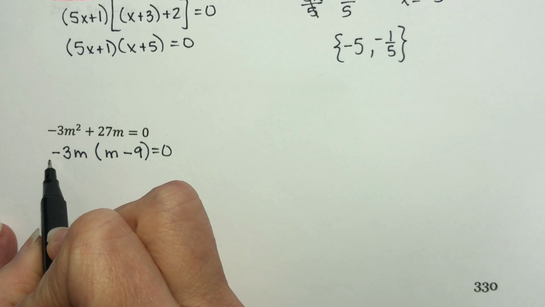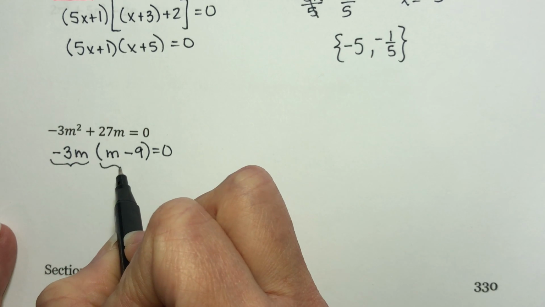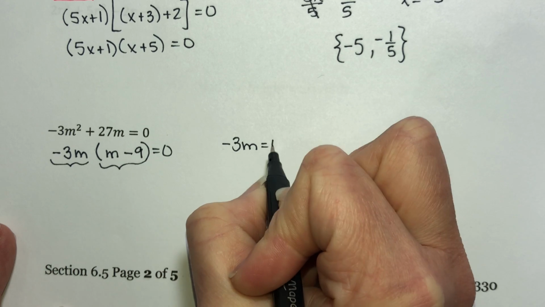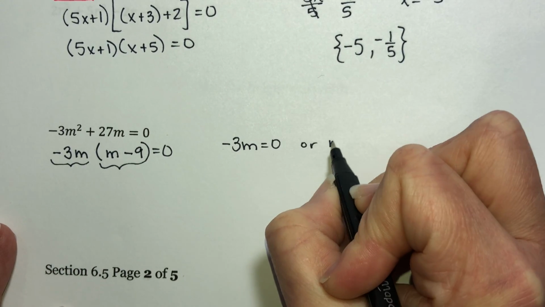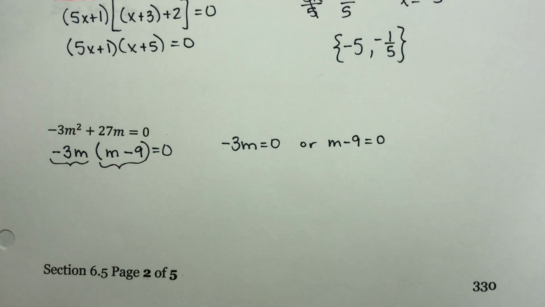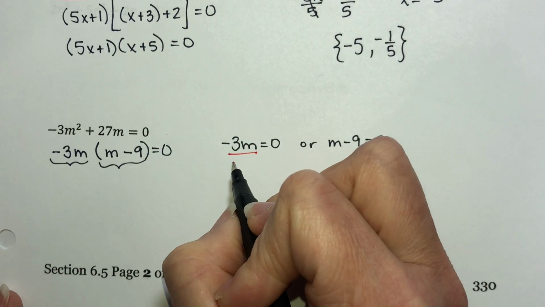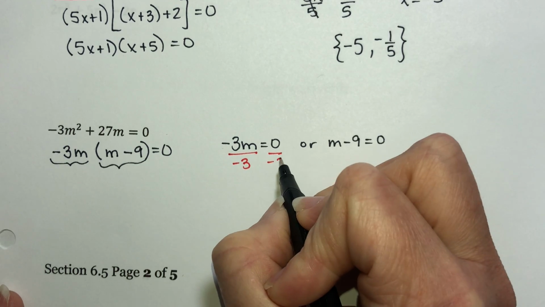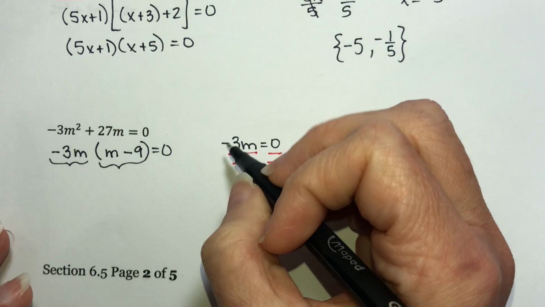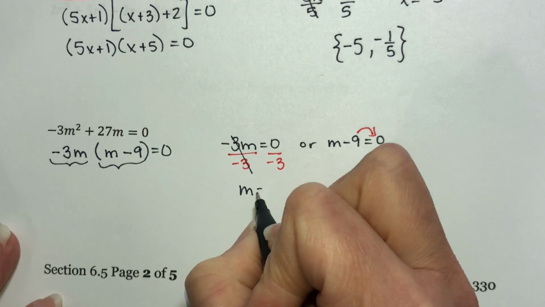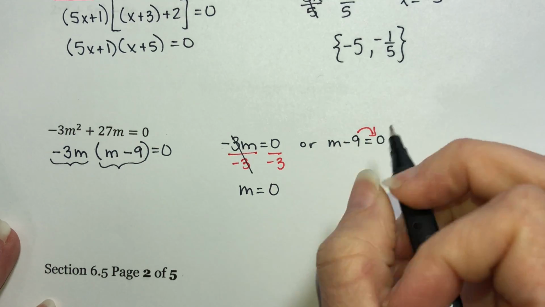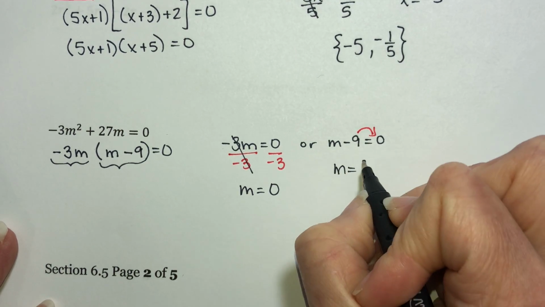What we're going to do is we're going to take each of these and set them equal to 0. So I have -3m is equal to 0, or m minus 9 is equal to 0. Here, you're going to divide both sides by -3. And here, we're going to add 9 to both sides. That gives me m equals 0 divided by -3 is 0. Add 9 to both sides, and you get m equals 9.